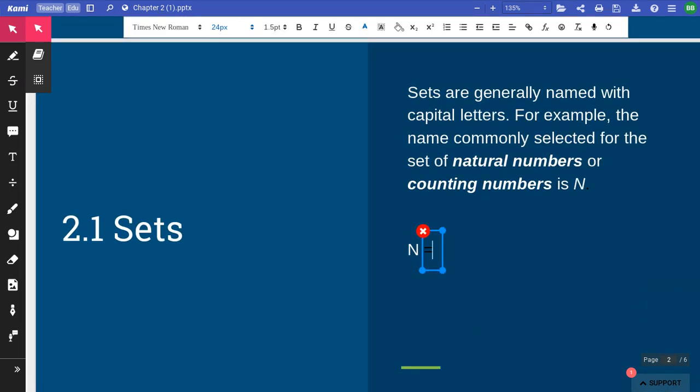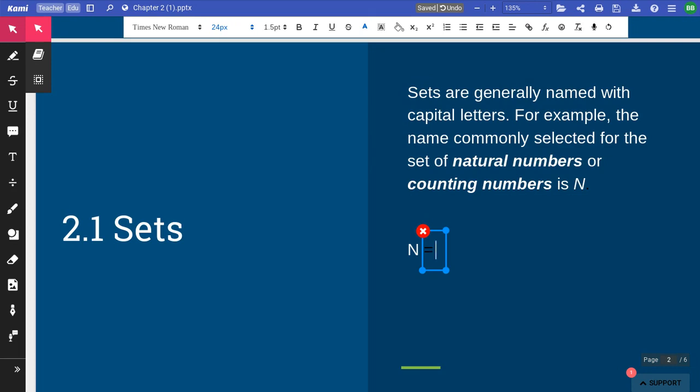Okay, so sets are generally named with capital letters. For example, we're going to use the capital letter N that represents natural numbers. So when you think of natural numbers, think of when you're in first grade, maybe even before then, maybe when you're 1 or 2, when you start counting, you think about the counting numbers. So when you start counting, you start at 1.